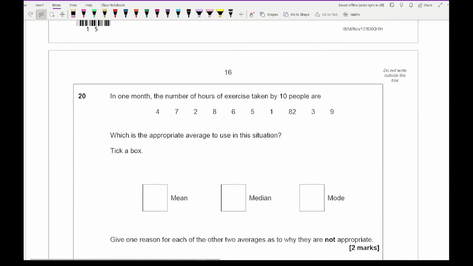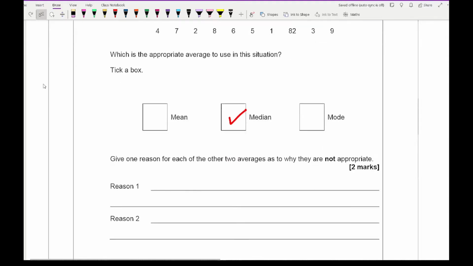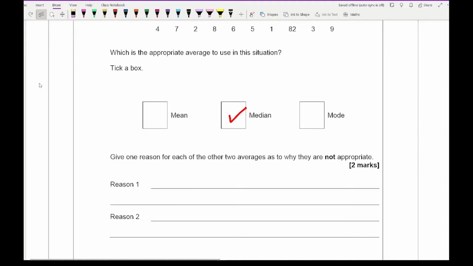Then with question 20, it says in 1 month the number of hours of exercise taken by 10 people are, and then we've got a load of numbers. Which is the appropriate average to use in this situation, tick the box. So the most appropriate one would be the median, and then it says give 1 reason for each of the other 2 averages as to why they're not appropriate.